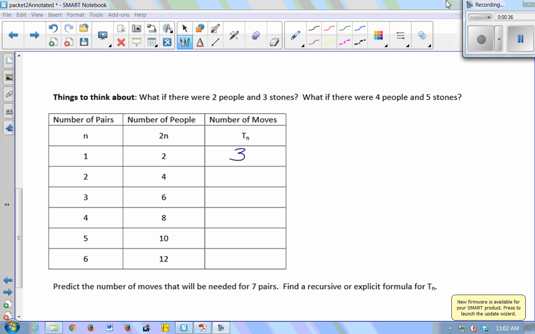And then we went outside and we started playing with 4 people, right? 2 on each side of the center stone. And how many moves did it take to move everyone to the other side? 8. Okay, so how about when we played with 3 and 3? Total of 6 people. 15.